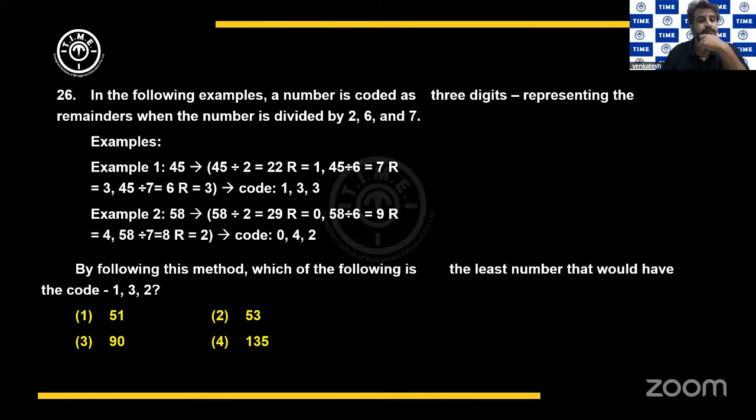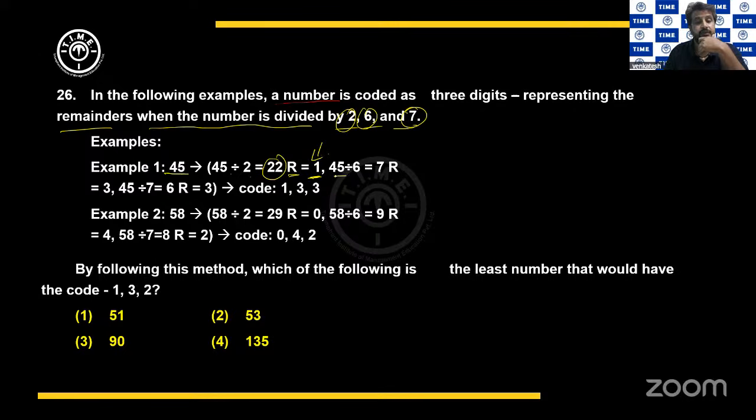In the following examples, a number is coded as 3 digits, representing the remainders when the number is divided by 2, 6, and 7. For example, 45. 45 divided by 2 goes 22 times and the remainder is 1.